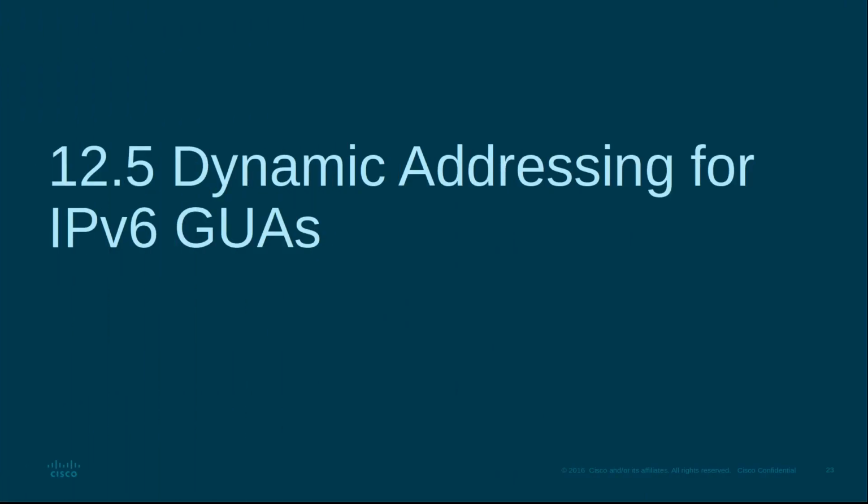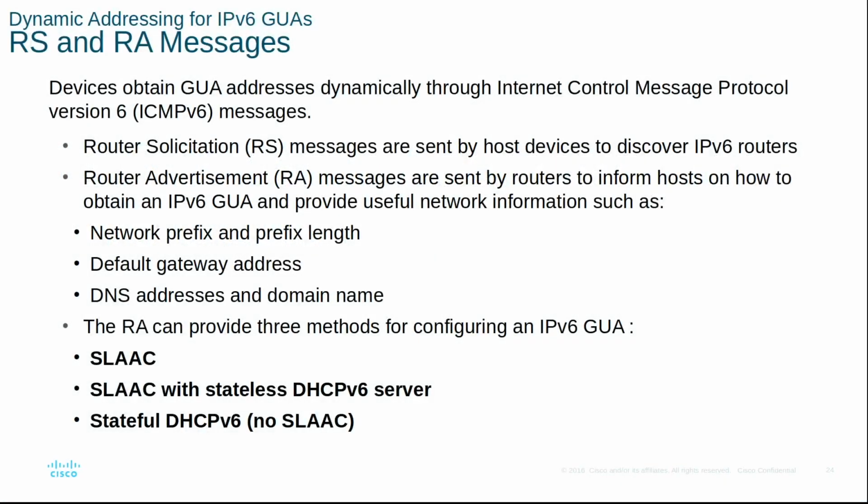Now, dynamic addressing for IPv6 works in an interesting way. I say interesting. It's just different. So devices obtain their global unicast addressing dynamically using ICMPv6. Which, wait a minute, we use that for ping, don't we? No, we use that for this too. There's two different messages that can be sent out for this.